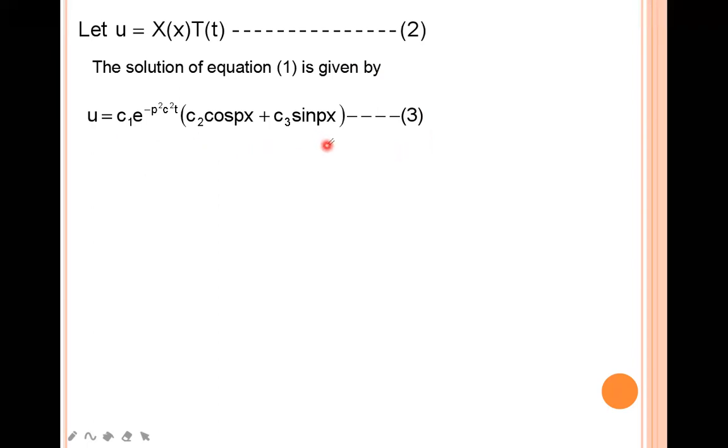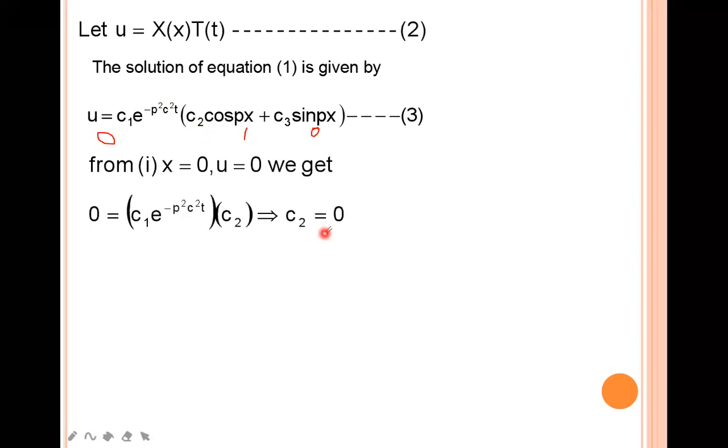The first boundary condition: u = 0 when x = 0. Now substitute these values in equation 3. u is 0 and x = 0. For x = 0, sin 0 is 0 and cos 0 is 1. Therefore we get 0 = c1 e^(-p²c²t) c2. From this we get c2 = 0. Now put c2 = 0 in equation 3. Therefore we get u = c1 e^(-p²c²t) times (0 · cos px + c3 sin px).